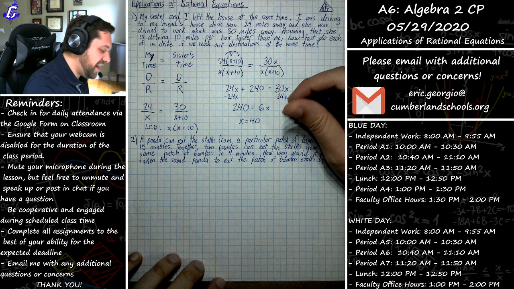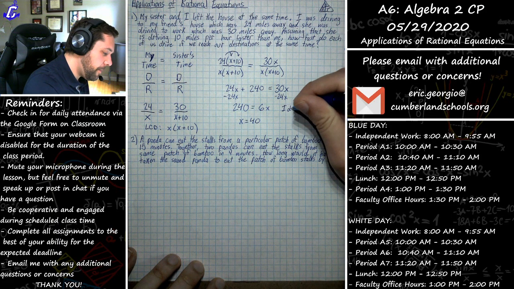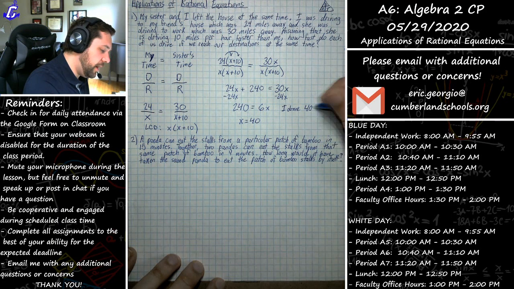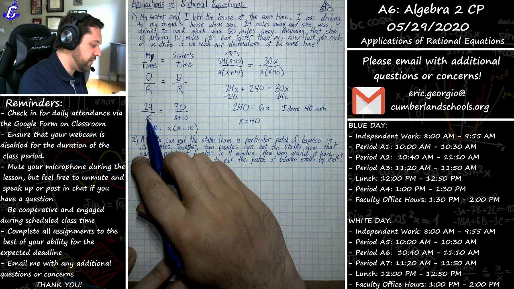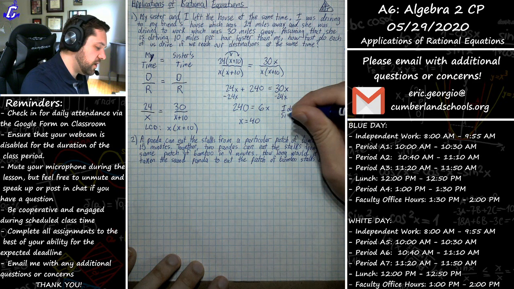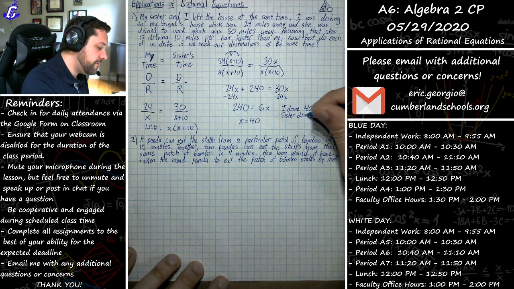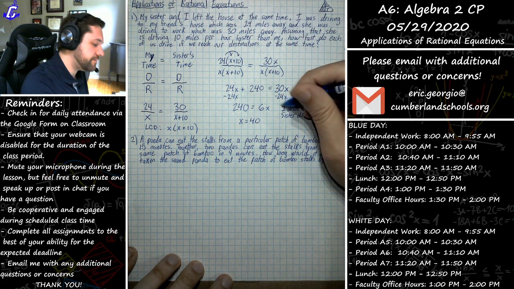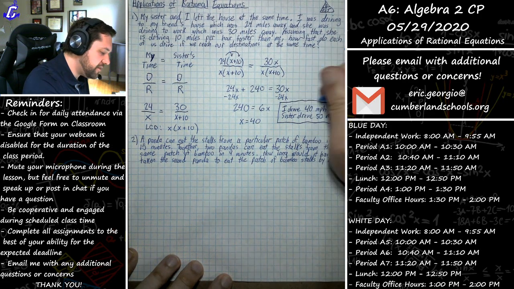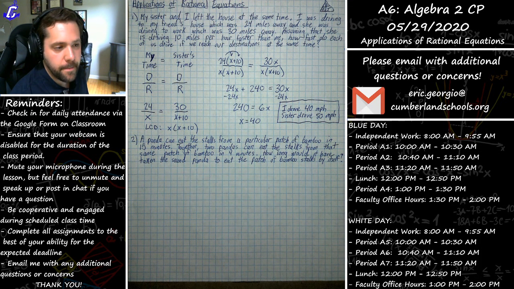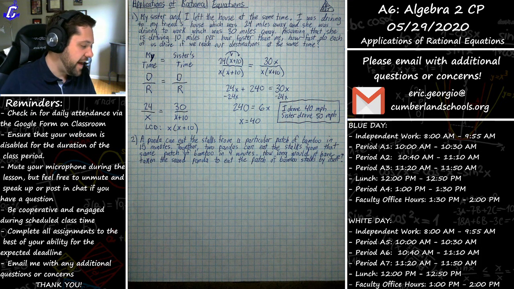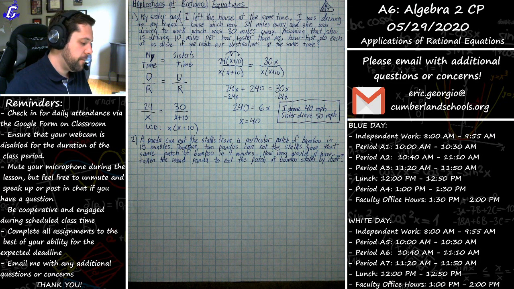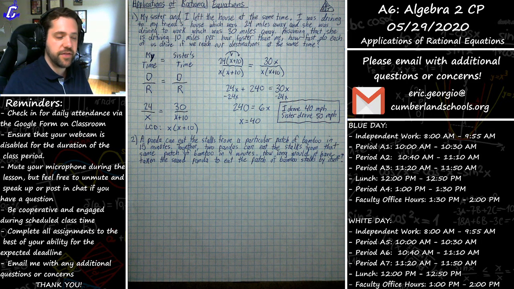So I want to make sure that I say that I drove 40 miles per hour because my rate was represented by x, and my sister drove 40 plus 10 miles per hour, or 50 miles per hour. And that is really how you want to answer these types of applications. Any question about that at all? That's a typical distance, rate, and time problem. Feeling good about that?